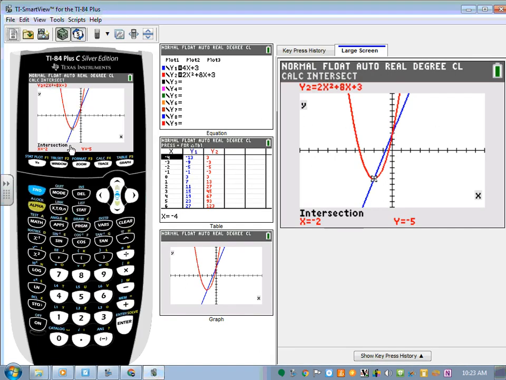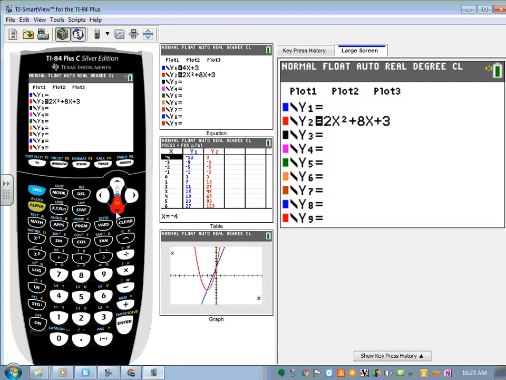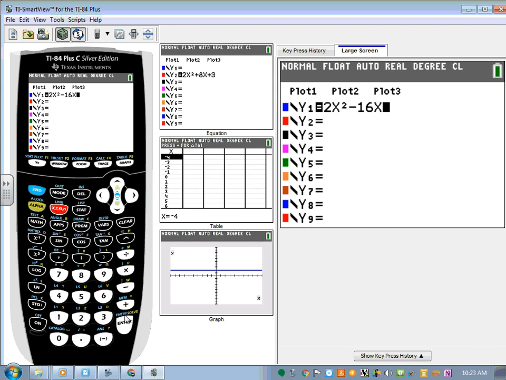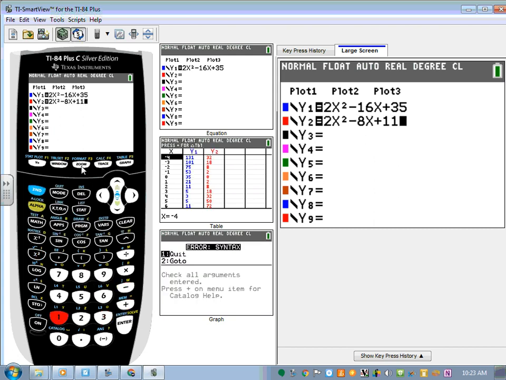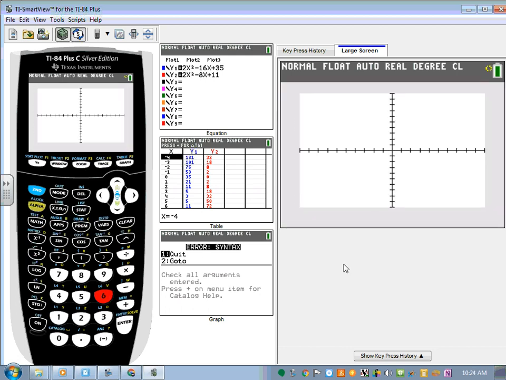I still have the info from the previous examples, so we're going to clear that. And then we're going to type in our isolated y formulas. So y1 was 2x squared minus 16x plus 35, and y2 was 2x squared minus 8x plus 11. And then again, I like to start on Zoom Standard. We'll see what it looks like. If Zoom Standard doesn't give us the kind of view we need to see the intersections, then we can change our window after the fact. The nice thing about using the calculators is that it is very easy to change the window settings.